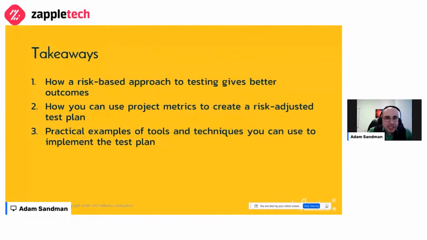So the purpose of this presentation is really to give you an idea of what is a risk-based approach to testing, or what we call risk-based testing, and how it gives you a better outcome. So I'm going to be talking about what it is and how it gives you better outcomes. I'm going to talk about how you can use project metrics. This is data that you already have today, hopefully, to create a test plan that is adjusted for risk. And then I'm going to look at some practical examples of tools and techniques you can use to implement the test plan that we're going to go through.